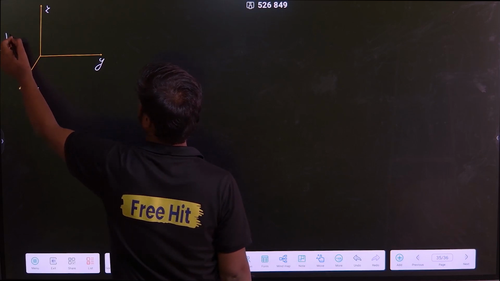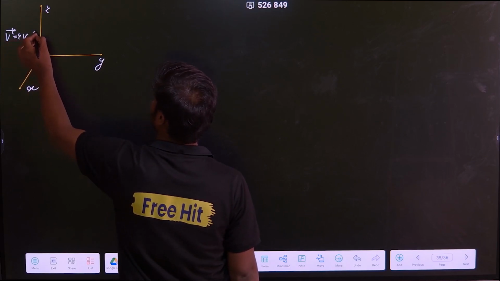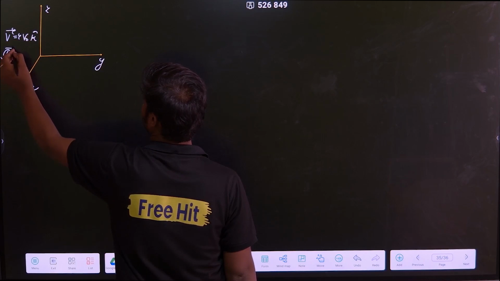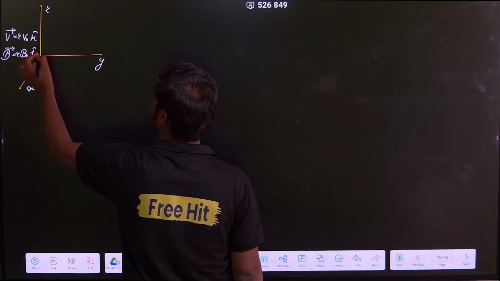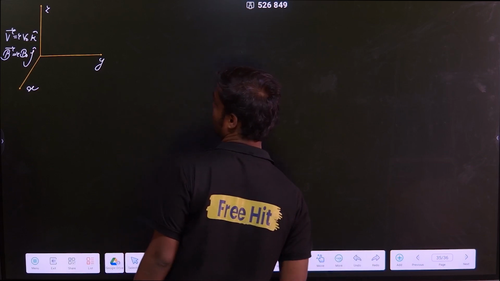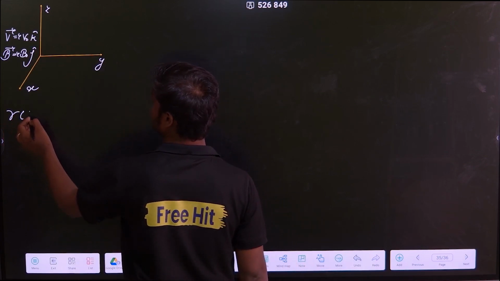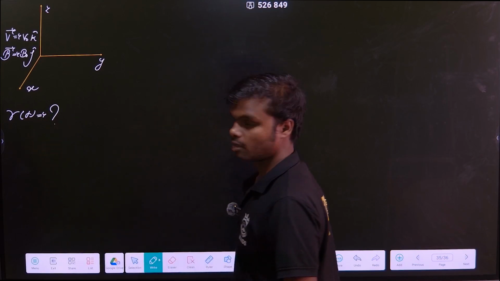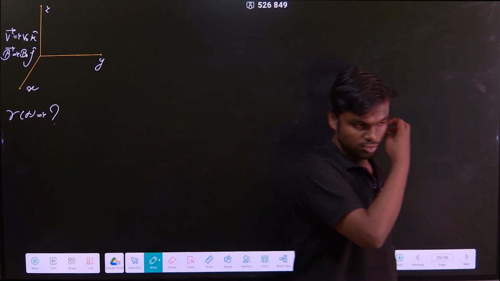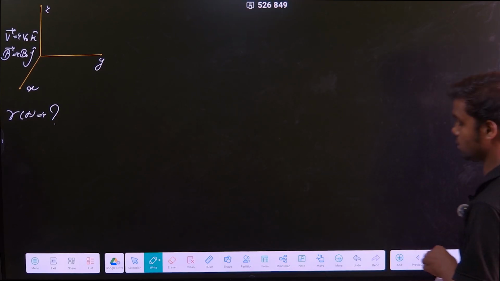Suppose the velocity is defined as some v naught k cap, and the magnetic field is defined as some b naught j cap. I have just reversed this. Now you tell me what is the position vector r of t at time t? That is a simple question. I give you just 30 seconds. Just try to solve it within 30 seconds. Then I am going to do the solution for this.